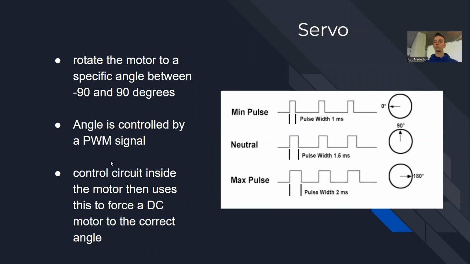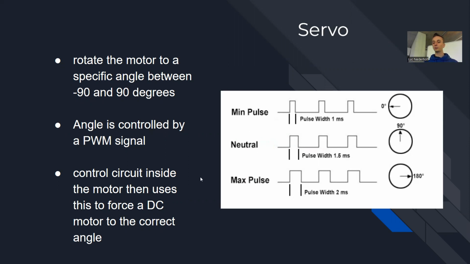The angle is controlled by a PWM signal, which means pulse width modulation. You'll see on your Arduinos along the digital pins, there's a section that says PWM, and it'll have a little tilde next to it. So any of the pins on your Arduino board that have a little tilde next to them are PWM enabled pins. And these are the pins that we use to drive servos, as they are a motor as well.